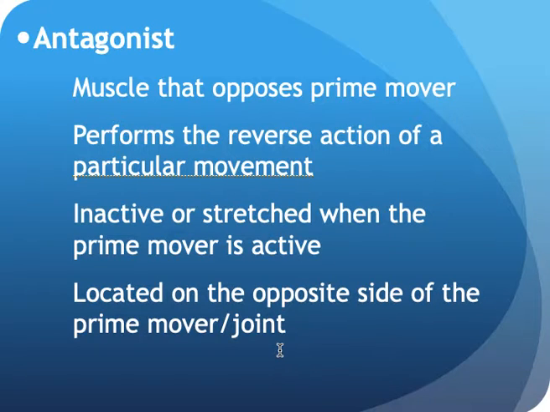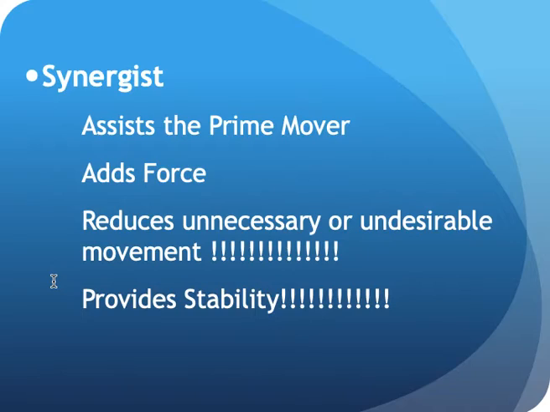And if I'm bending my knee, my hamstrings are the prime mover, and my quadriceps are my antagonist. Okay, so it's always good to have an example, because then I can take that example and use it to figure out any other question that might come my way. The synergist is going to be the helper. It's the one that assists the prime mover.